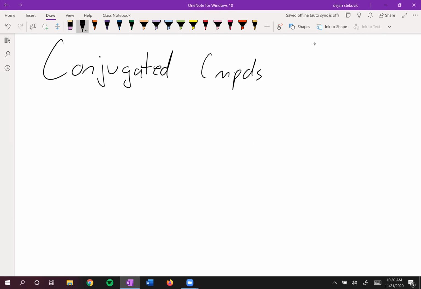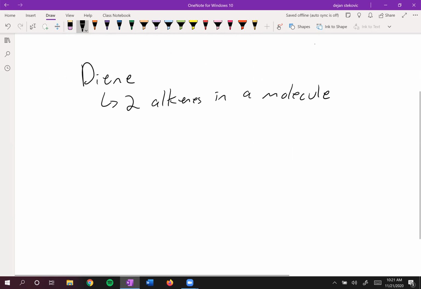All right, so next up, we're going to move on to conjugated compounds. And so the simplest form of this we can get is a diene. And a diene, as the name implies, is two alkenes in a molecule. And depending on where they're at, it can give different chemical properties to the compound.